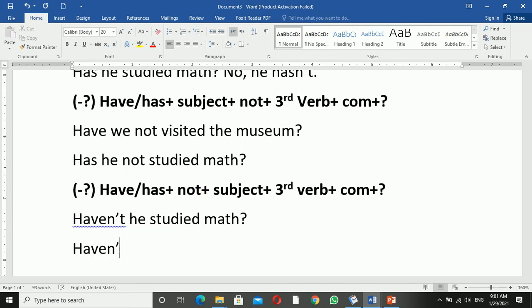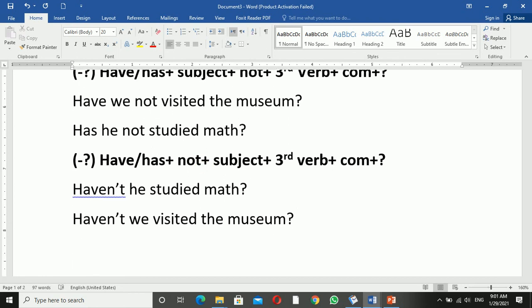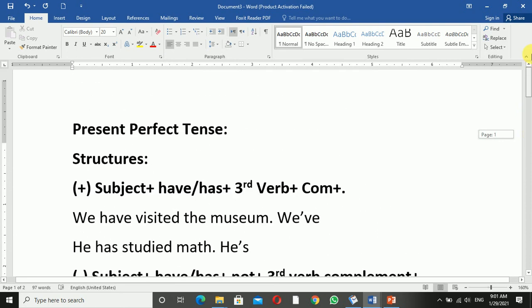Or haven't we visited the museum? Yes, he has. No, he no. Yes, we have. No, we haven't. So, dear students, these were the structures.